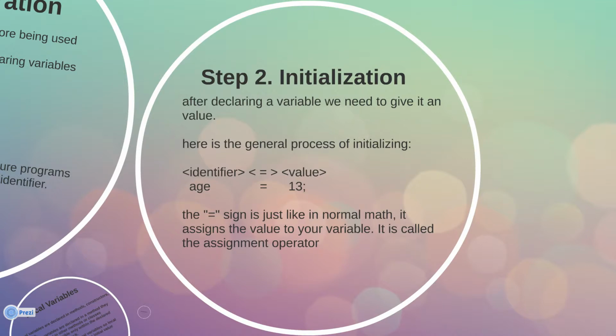So here is age, okay? Age is an integer, and we make it equal to 13. Now age is 13, okay? I don't care why it is 13. Hey, the equal sign is just like in normal math. It assigns the value to your variable. It is called the assignment operator. That's not some random thing that came up in my brain. It is the assignment operator, okay?